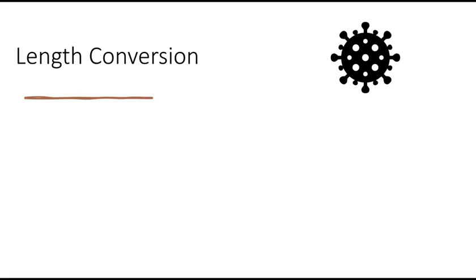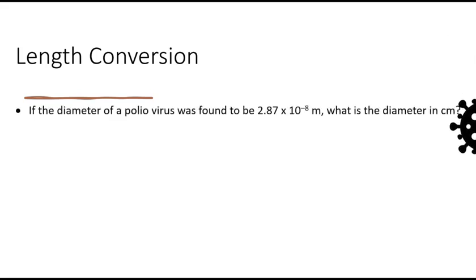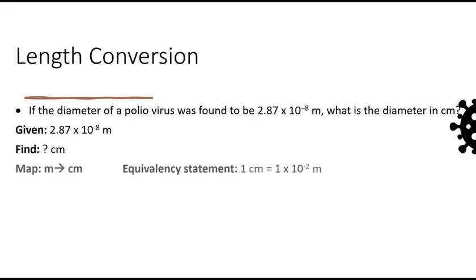Let's practice with a length conversion. Consider the diameter of a poliovirus. It is found to be 2.87 times 10 to the negative 8 meters. What is this diameter in centimeters? We are given the diameter as 2.87 times 10 to the negative 8 meters, and we're trying to find that length in centimeters. We want to consider then what is our map. Our map should take us from meters to centimeters, and that means we have no prefix here and a prefix here, therefore one conversion factor.